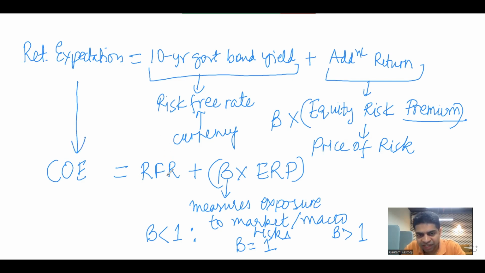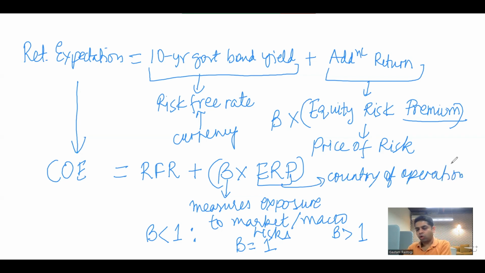Okay, risk-free rate comes from the currency, beta comes from the company that you have picked, and measures exposure to the macro risk, and equity risk premium comes from the country of operation. So say if you are valuing TCS, Tata Consultancy Services. Although it's an Indian company, it gets the bulk of its revenue from North America and then, I think, from Europe. So what do you think the equity risk premium should be?